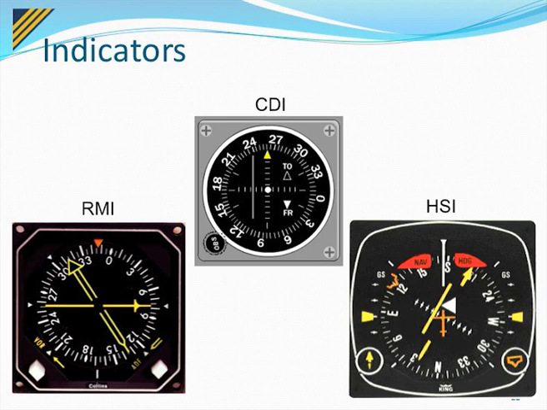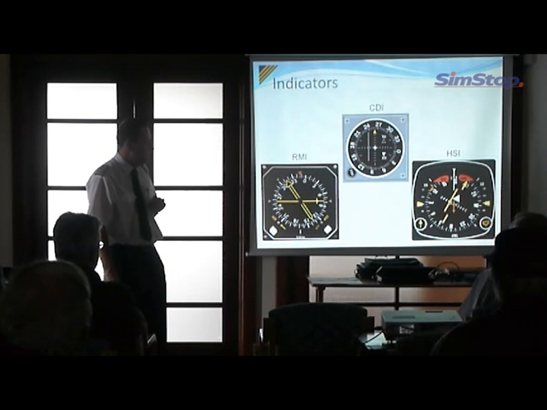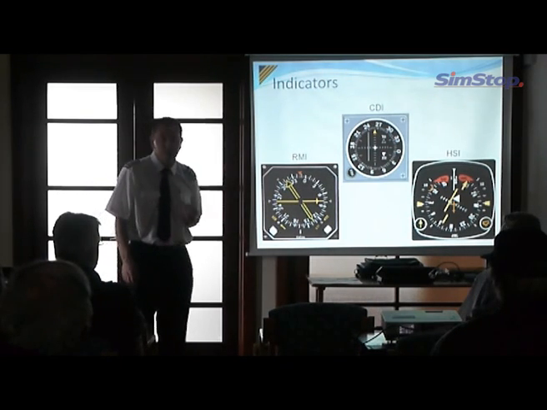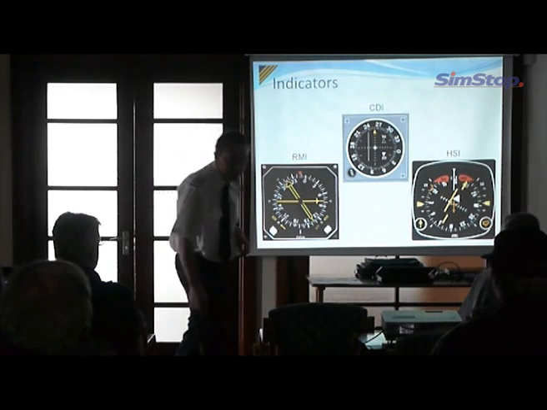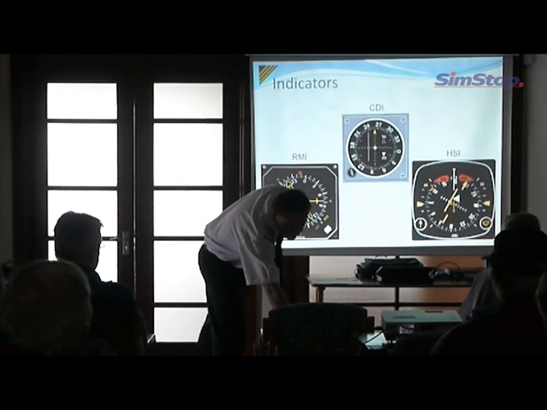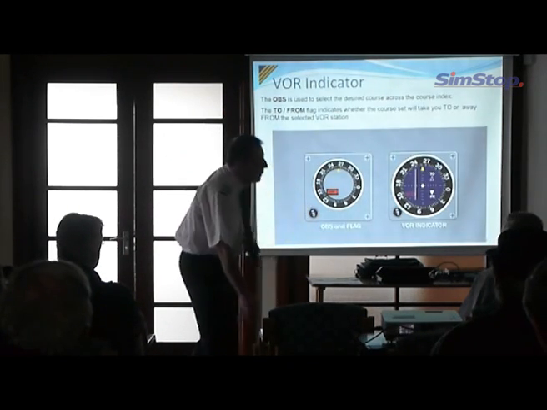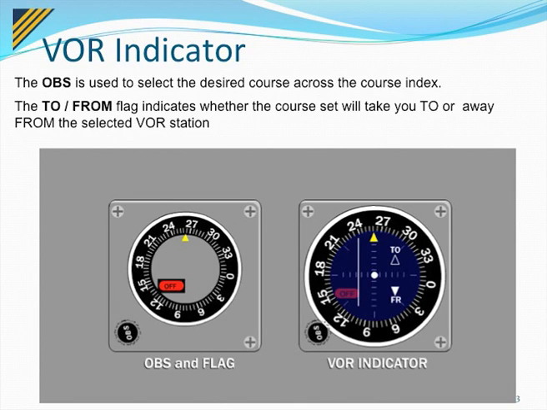The indicators that we use, these are the common ones: the CDI, or course deviation indicator, the RMI, as we've just described, and the horizontal situation indicator, the HSI. That is a VOR and DI all in one. The course deviation indicator, or VOR indicator, is used to select the course that you want.